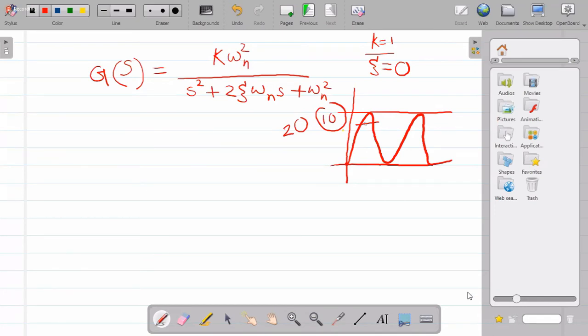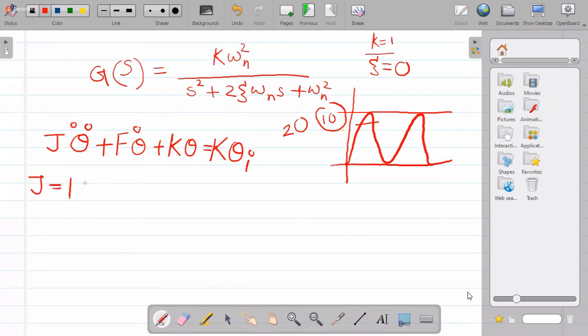So let us consider an example. Say we have a mechanical system. This theta is an input. Okay. And these two k's are the same. And we have these values. This is given in your actual problem sheet.